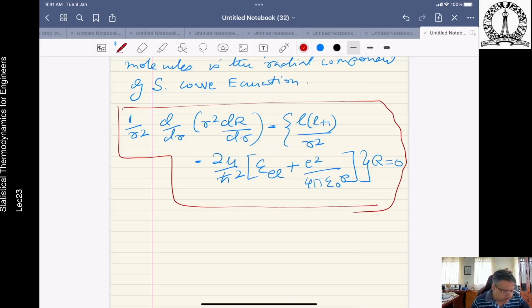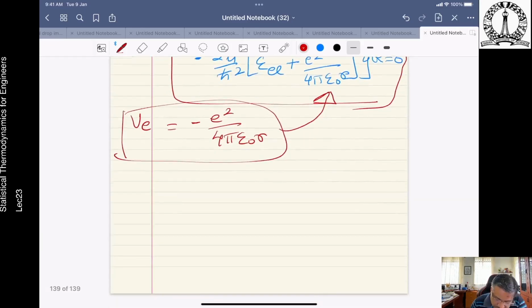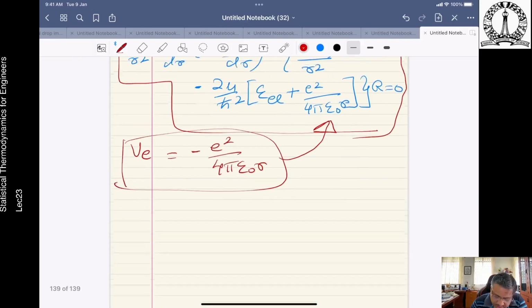If you recall, the potential energy V(r) was equal to minus e squared over 4 pi epsilon naught r. This is what has been used over here. Okay, that is the potential energy, because that was the electronic potential energy.